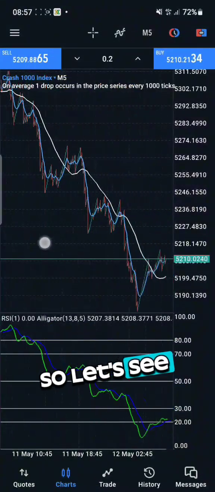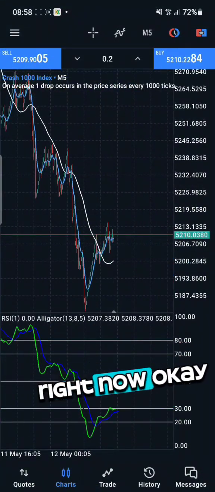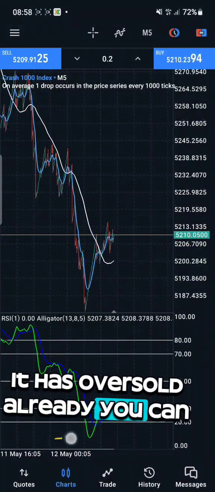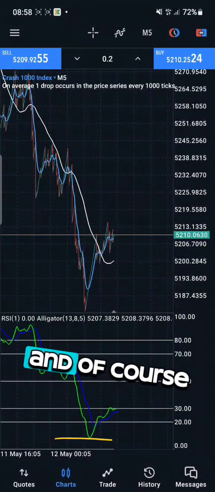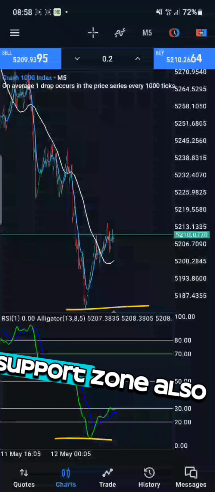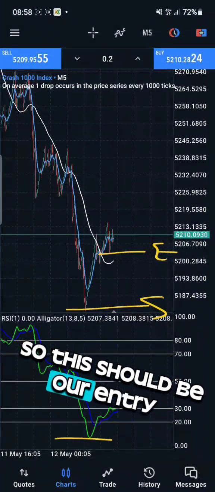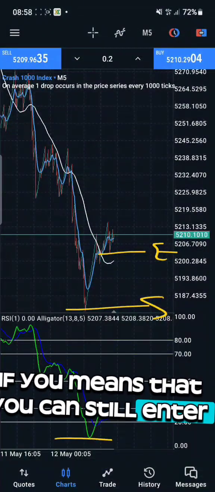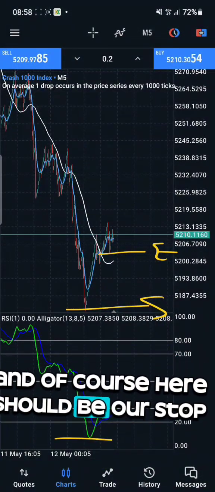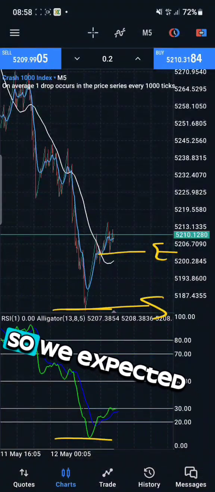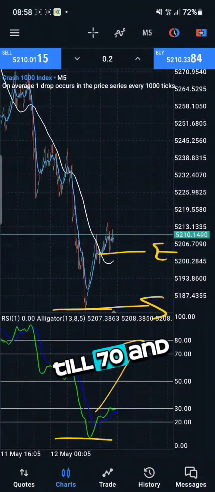So let's see the current situation of the market right now. Okay, it has oversold already. You can see it's below 10, and of course got to this support zone also. So we had our crossing around there, so this should be our entry point. If you miss that, you can still enter right now, and of course here should be our stop loss. Okay, so we expect it to buy till 70 and above.